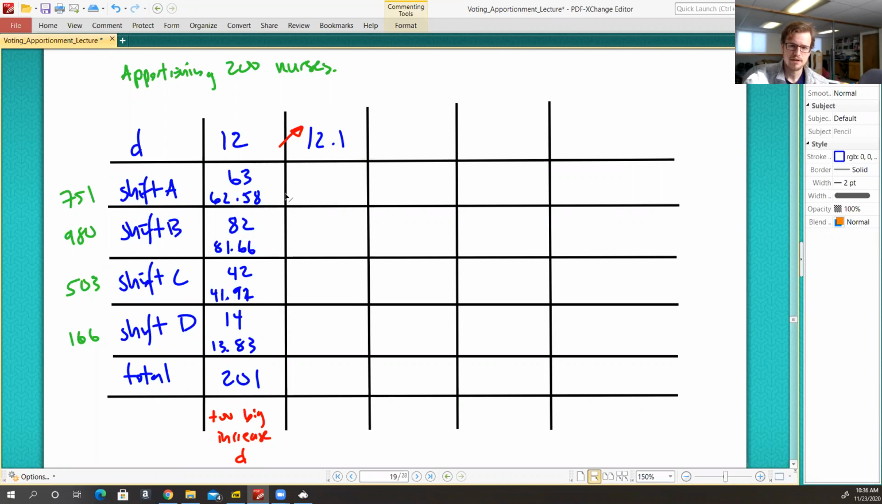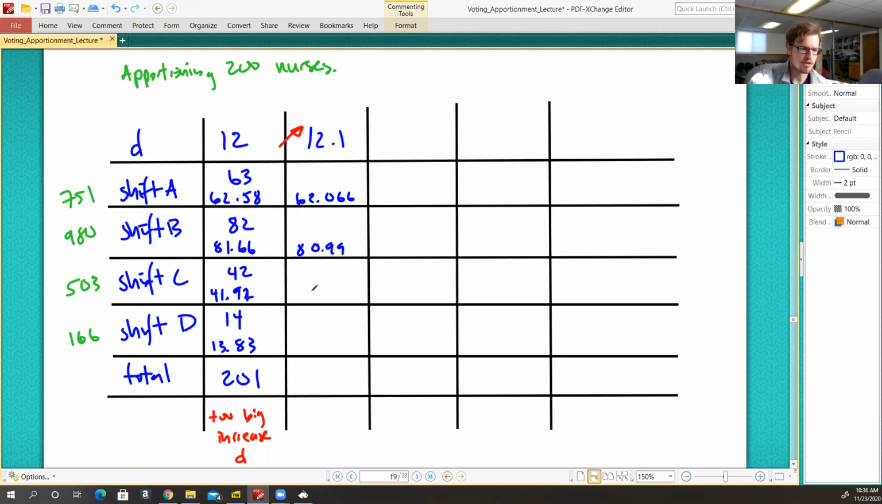And when we take 751 divided by 12.1, we get 62.066. Awesome. 980 divided by 12.1 is 80.99.